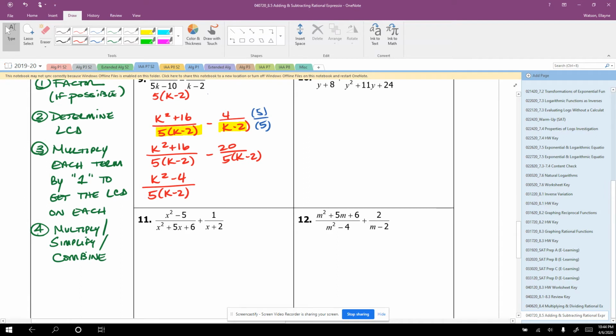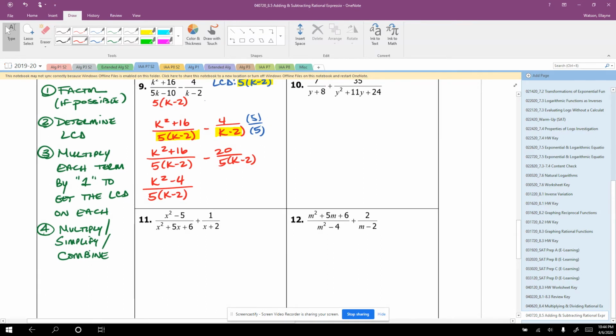Okay, now what I need to look at here, and it's not going to be specific in my notes on the left side, is I need to make sure that I'm fully simplified. In order to do that, I need to refactor. So here I'm going to say simplify, and specifically cancel out common factors.